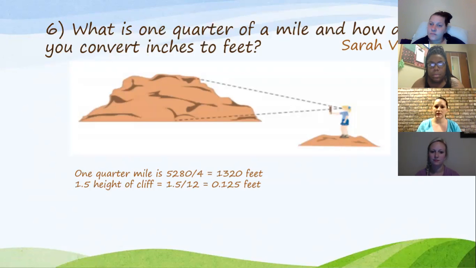Okay, so now it says we have 1.5 inches is the height of the cliff. So we want to make sure that when you're doing any problem that all your units of measurement are the same. So we need to convert inches into feet. So how we do that is we're going to take our 1.5, divide it by 12, and it's going to give us 0.125 feet. And knowing that, as Demia showed you, you can then finish the problem and answer the rest of the questions.